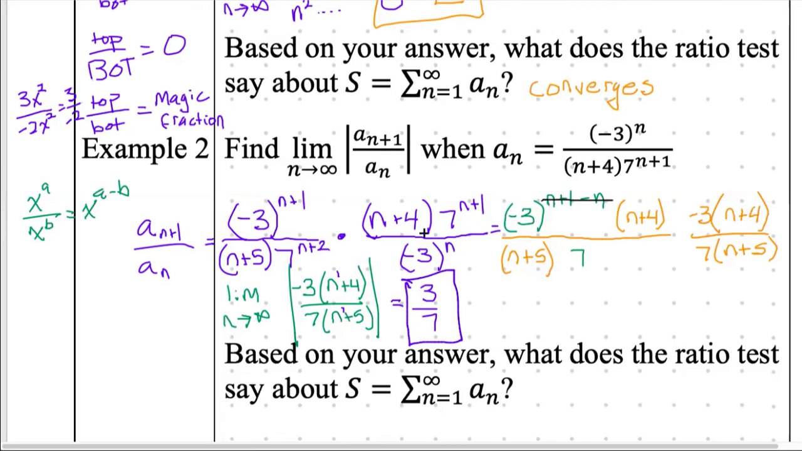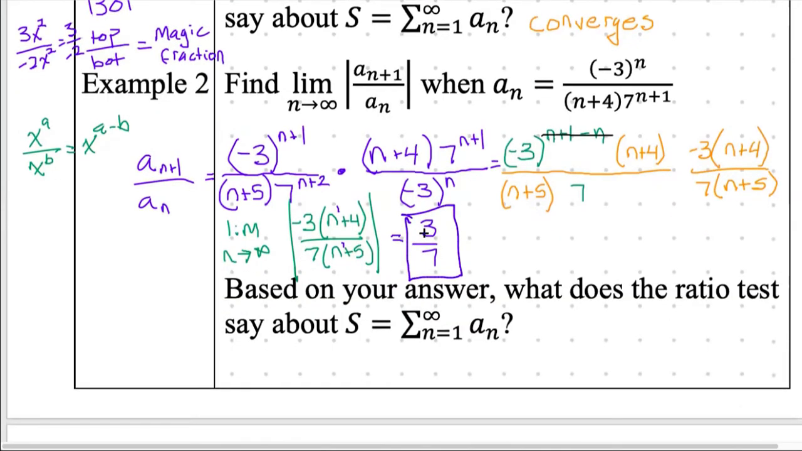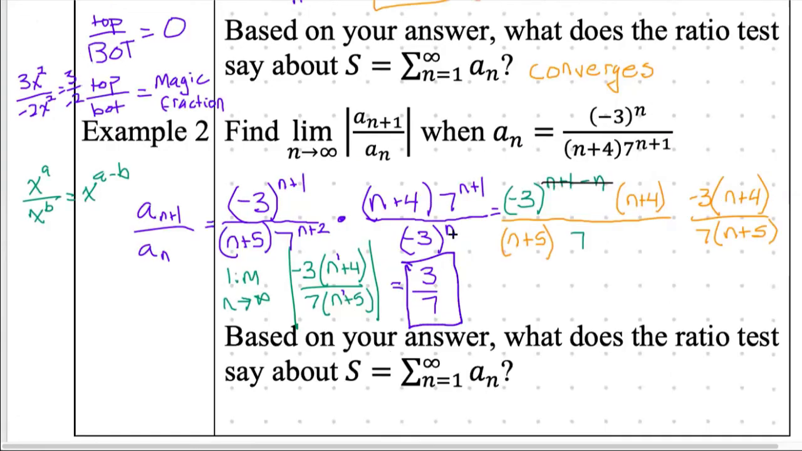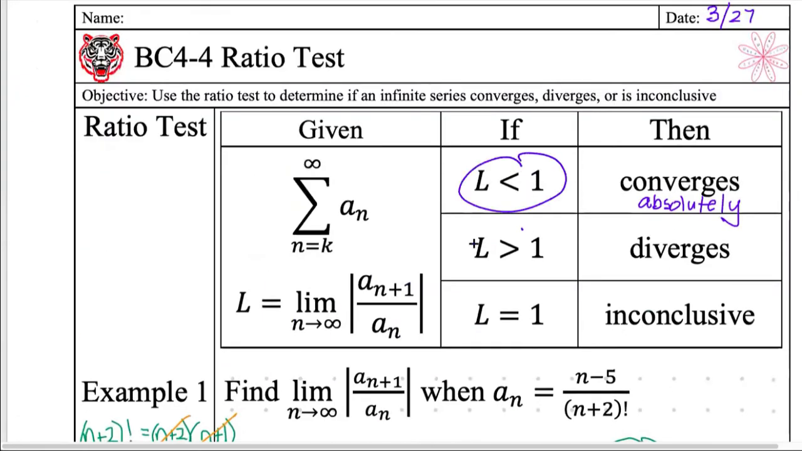And then finally, what does that mean? Are we converging? Are we diverging? Do we not know? Is it inconclusive? This is an easy way to participate. Who have I not heard from yet? Oh yeah, Chris. Chris, is this converging? Is it diverging? Is it inconclusive? What do we know? I don't know. Okay, so I'm asking you, is 3/7 less than 1? Is it more than 1? Is it 1?